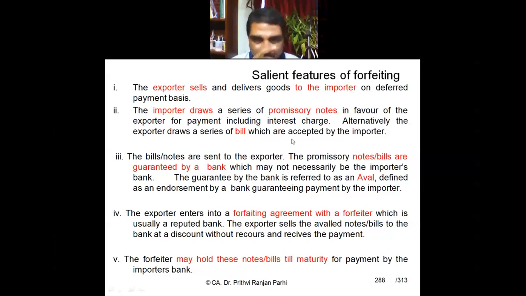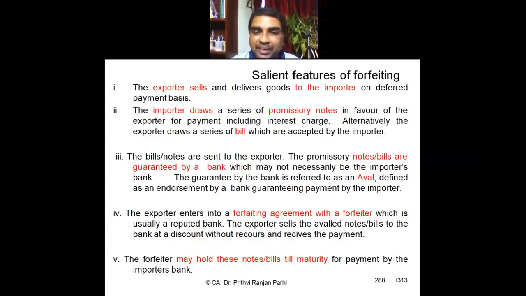The bill is guaranteed by a bank. Some bank gives a guarantee on that bill, that is, the bill will be honored. This process of obtaining a guarantee is called aval. That means the bill is availed. Bill is availed means some other bank has given a guarantee on that bill, right?